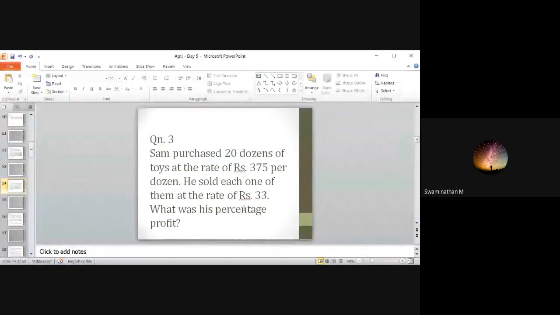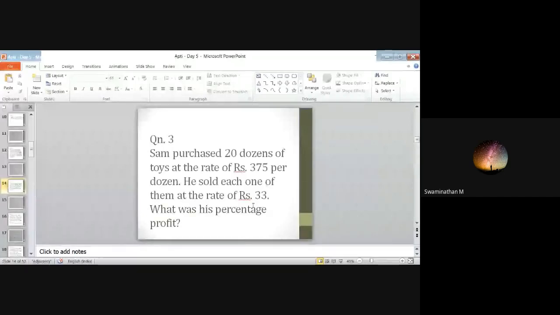5.6. Okay. Any other answer? You have to be quick, guys. You will have just 1 minute to solve in test. I repeat, first find the number of toys, 20 dozens of toys, and calculate the cost price for all the toys. For 1 dozen, it is rupees 375. Find the cost price for 20 dozen. And for selling price, one toy's selling price is 33. Find the selling price for all the toys. For that, you will need the total number.